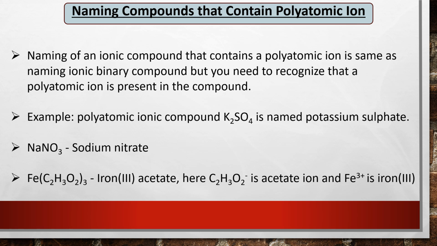Naming compounds that contain polyatomic ion. Naming of an ionic compound that contains a polyatomic ion is same as naming ionic binary compound, but you need to recognize that a polyatomic ion is present in the compound. For example, polyatomic ionic compound K2SO4 is named potassium sulfate, NaNO3 is named sodium nitrate, Fe(C2H3O2)3 iron(III) acetate. Here C2H3O2- is acetate ion and Fe3+ is iron(III).